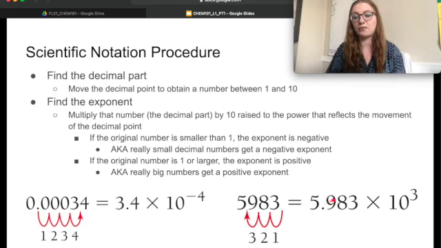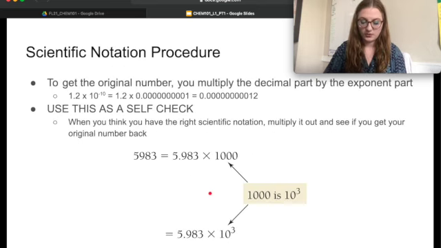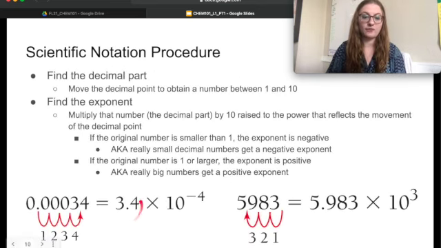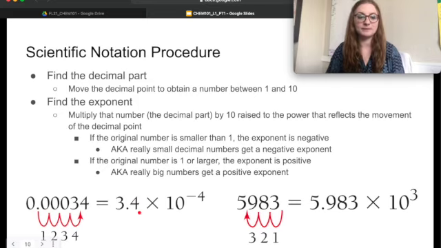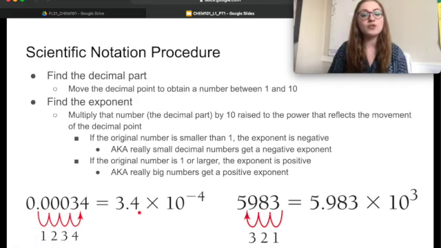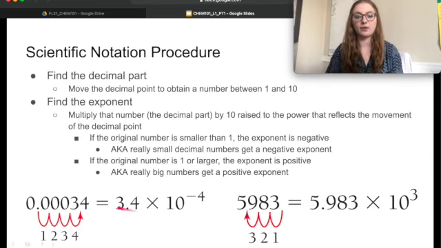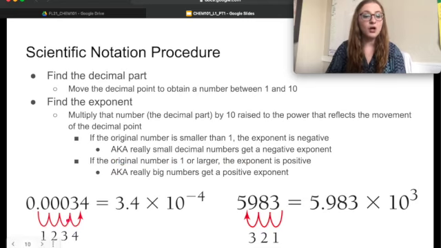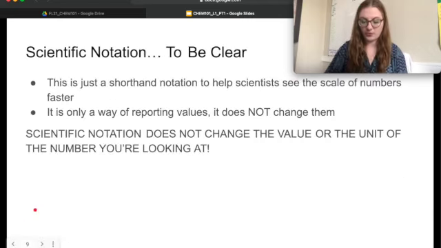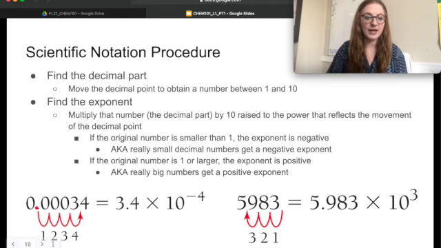So again, 5.983 is a number between 1 and 10, and so is 3.4. Okay, so once we have our decimal part, we want to find the exponent part, right? We've got to find the times 10 to the whatever. So what we do first is count how many places we had to move the decimal point.